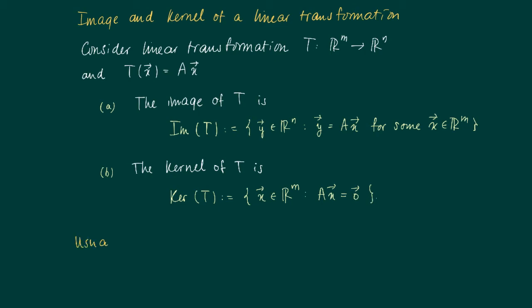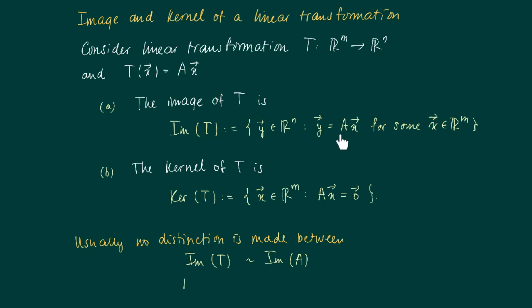So now we defined the image of T and the kernel of T, but usually we don't make any distinction between the image of T or the kernel of T and the image of the matrix A or the kernel of the matrix A. See here that we actually defined the image of T through A, and here the kernel of T, we define the kernel of T through A. So basically these are usually associated.